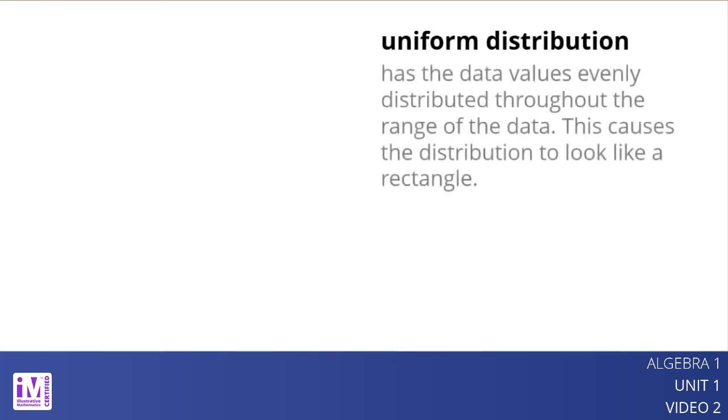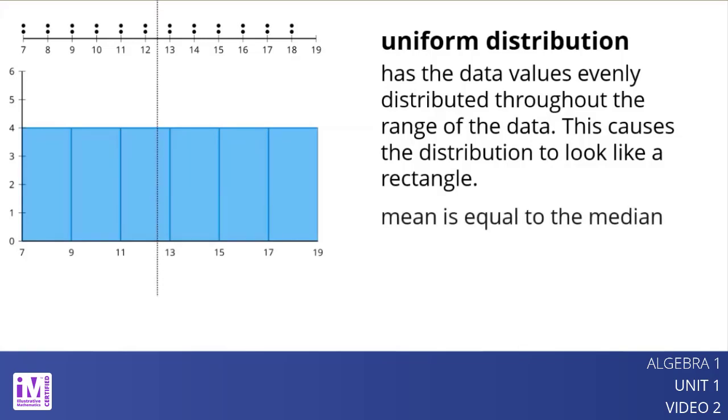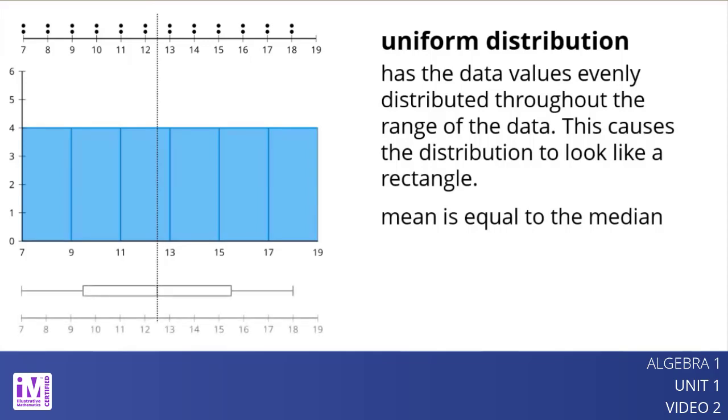A uniform distribution has the data values evenly distributed throughout the range of the data. This causes the distribution to look like a rectangle. In a uniform distribution, the mean is equal to the median, since a uniform distribution is also a symmetric distribution. The box plot does not provide enough information to describe the shape of the distribution as uniform, though the even length of each quarter does suggest that the distribution may be approximately symmetric.